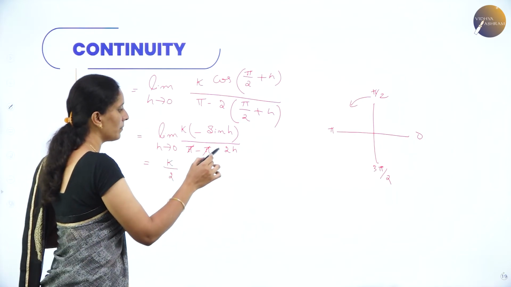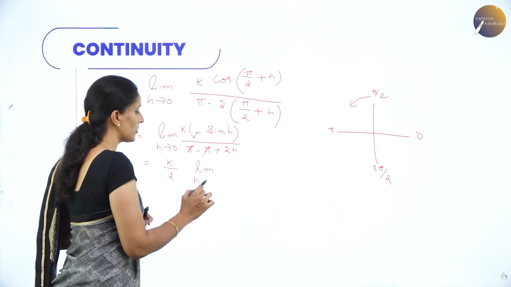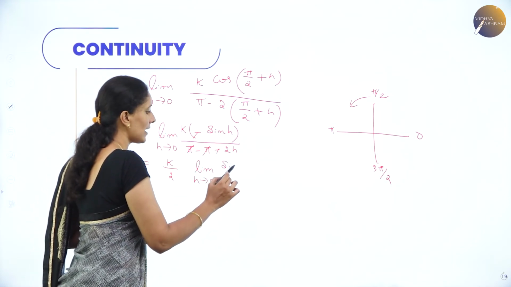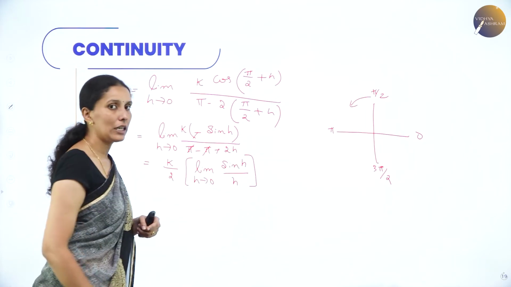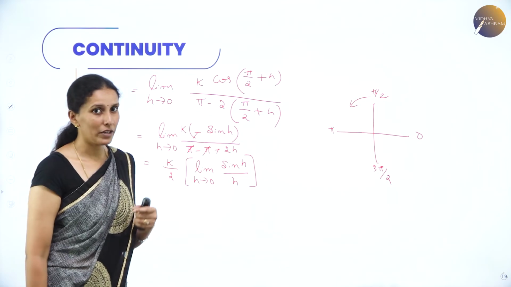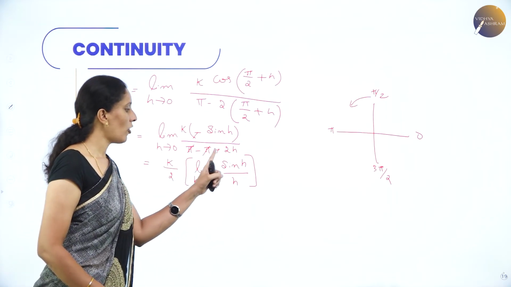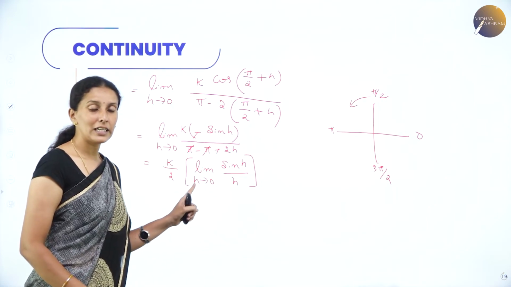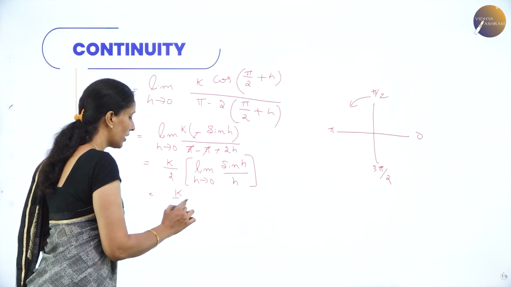So again here minus also get cancelled. So we are left with limit as h tends to 0, sin h by h. This is the standard theorem which we have learnt in the chapter limits and derivatives in your first PUC, which states that limit of sin theta by theta whenever theta tends to 0 is equal to 1. So therefore the value will be equal to k by 2.